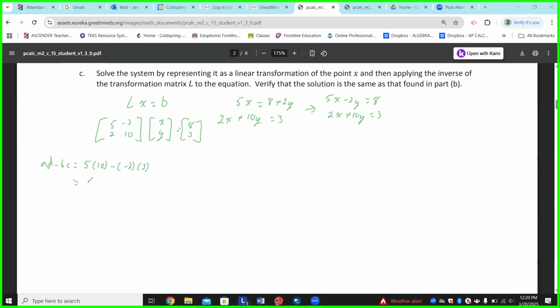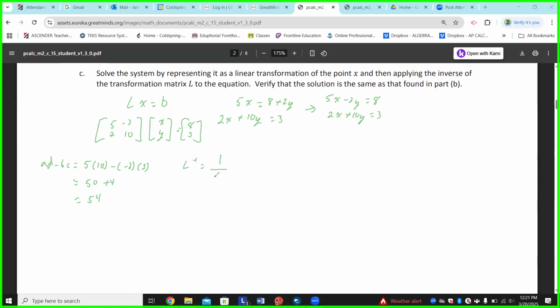5 times 10 is 50. What is negative 2 times 2 going to give me? Positive 4. 50 plus 4 gives me 54. So does this have an inverse? So it is solvable. We already did that in part B to prove that it's solvable, but it still holds here. Go find my inverse.